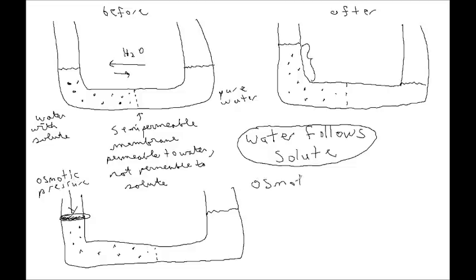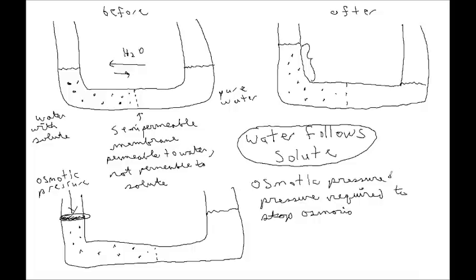So, osmotic pressure of a solution is the pressure required to stop osmosis into that solution. It's the pressure you would have to push down on this piston with to stop osmosis into that solution. So let's give a symbol for osmotic pressure. The symbol for osmotic pressure is pi. That's our symbol for osmotic pressure.